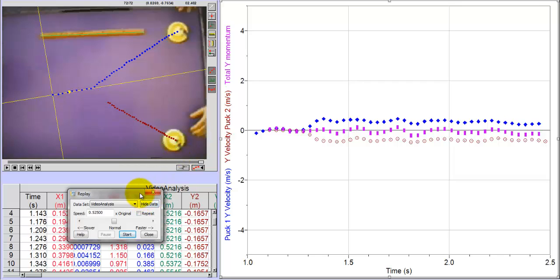So the law of conservation of momentum applies in both the x and y directions together. It does not matter which direction an object is moving or if it's moving in more than one dimension.